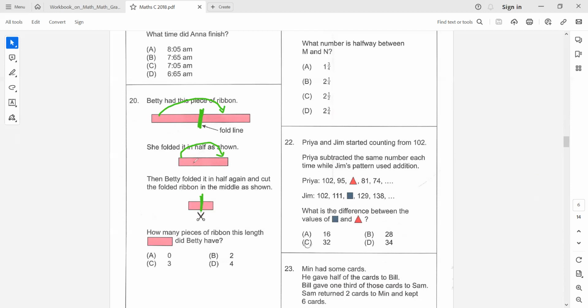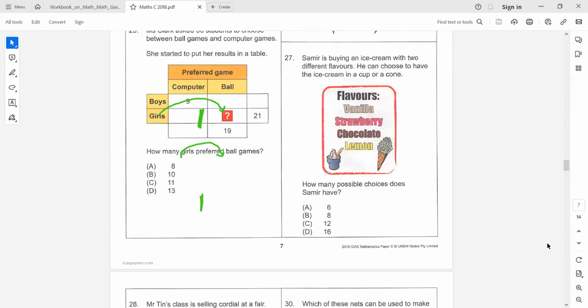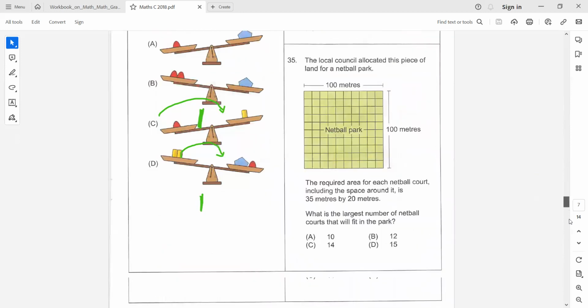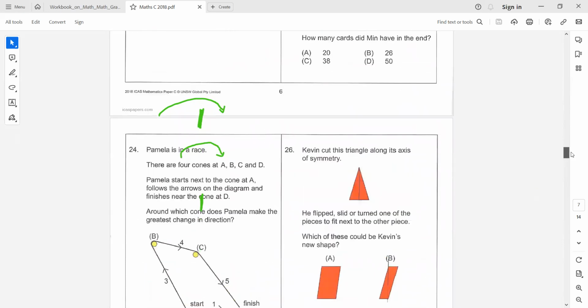When you cut, the answer is given as 3. Is that correct? I think yes. The next one that I got wrong was 21, I think.